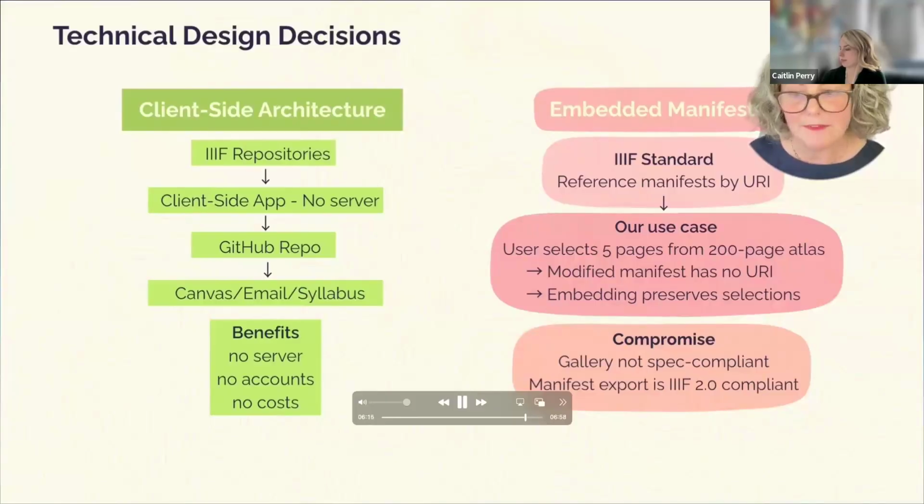For embedded manifests, we've done that because when users select different canvases within a multi-page item, the modified URI doesn't exist anywhere. So rather than try to host that, we are embedding the manifests into our gallery file and preserving the selections and custom ordering. So that's why we've got two. The export is compatible and the gallery file is for its own thing.